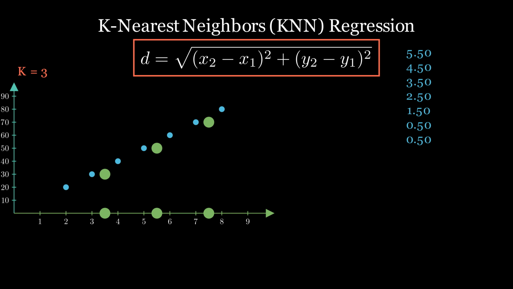And that's how KNN regression works. By calculating distances and averaging the target values of the nearest neighbors, we can predict continuous values for new data points.